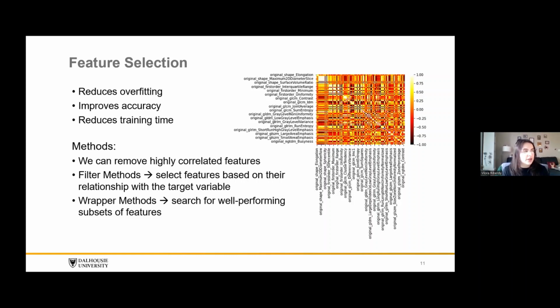Some methods I'm looking at: we can remove highly correlated features. On the right is a Pearson's correlation map between features. Features that are highly correlated can be removed because they offer redundant information. There are also filter methods that select features based on their relationship with the target variable, so the outcome variable. There are also wrapper methods which search for well-performing subsets of features, basically assessing different numbers of features and which produce the best performing model.